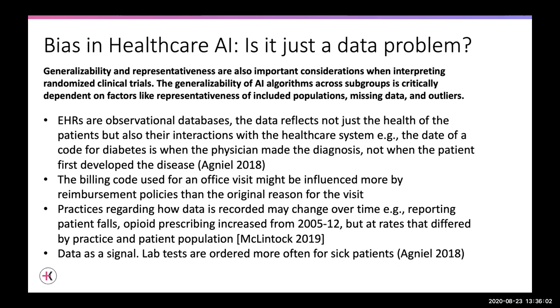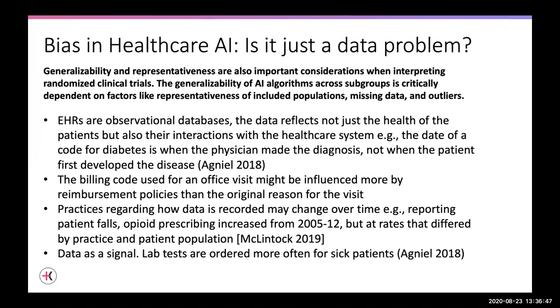Another important aspect is the billing codes that are used in, for example, office visits might be influenced more by the reimbursement policy of the provider and the contract between the provider and the eventual paying entity, rather than the original reason for the visit. So it may be entirely possible that someone went in to get a checkup for disease A, but the claim that got generated often got decorated with three other diseases that had nothing to do with that particular visit. But because that's how the contract is structured, that's how you will find the data.